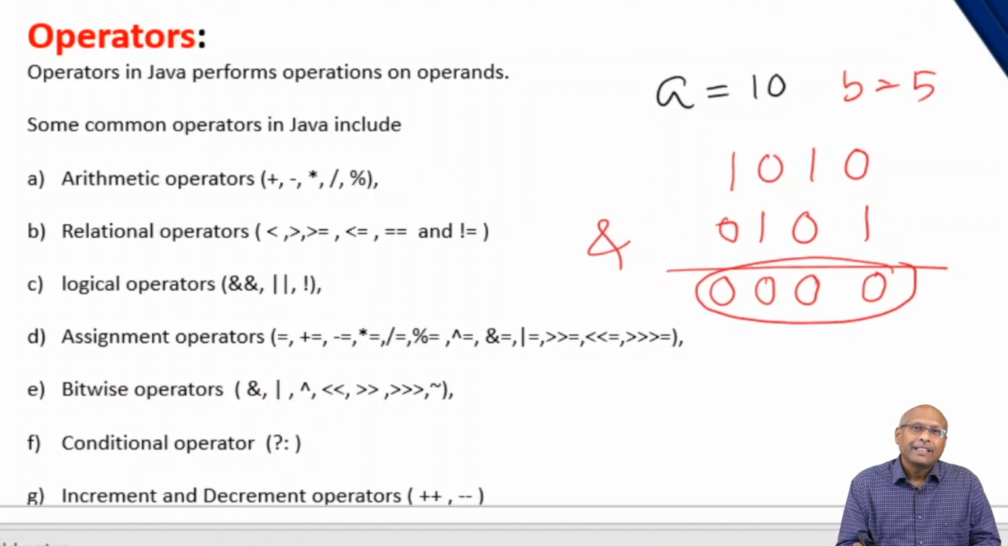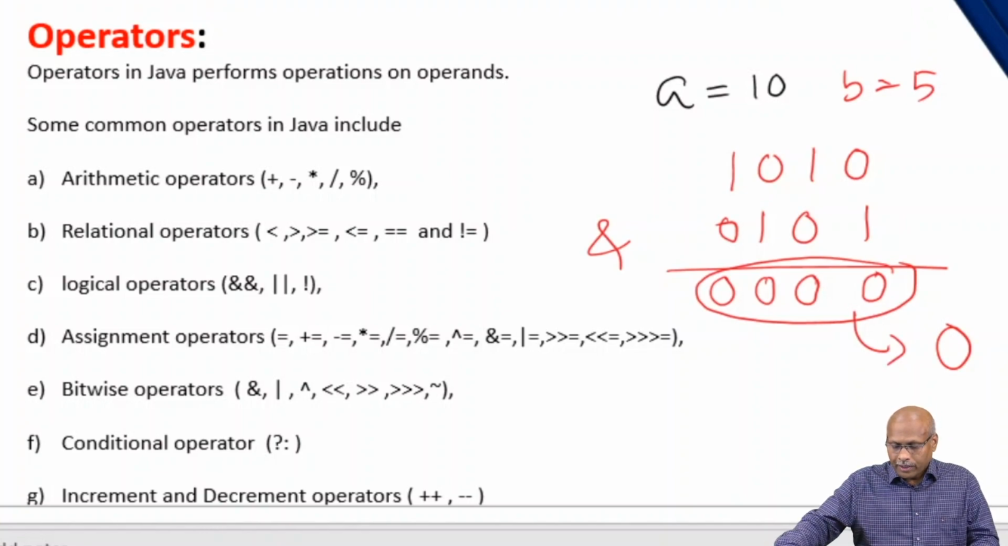So my result will be converted again into decimal data. So its decimal equivalent value is 0 again. Okay. Now let us go to the program.